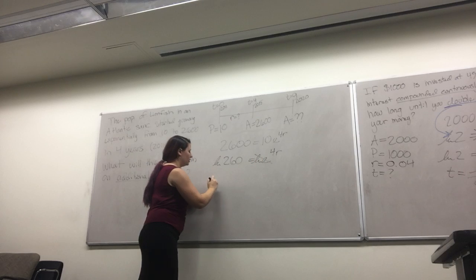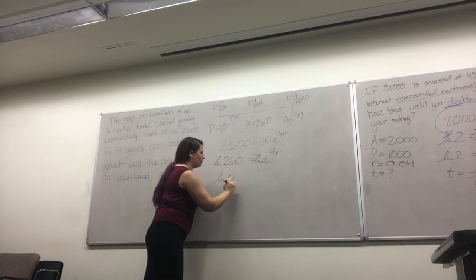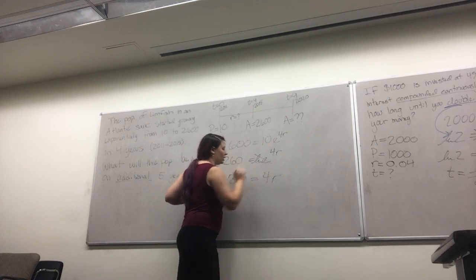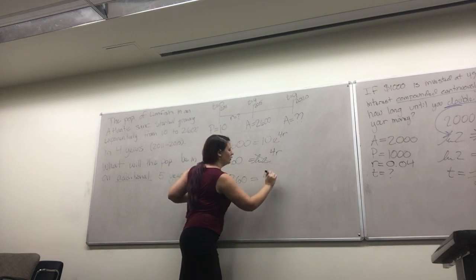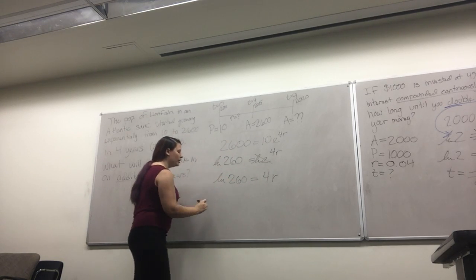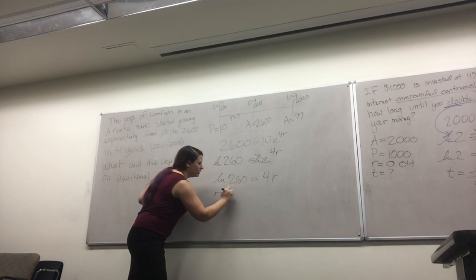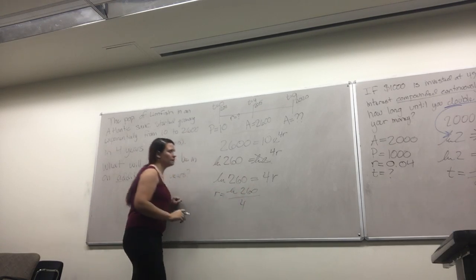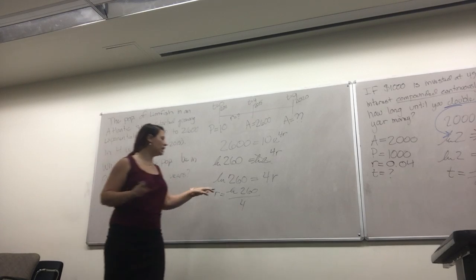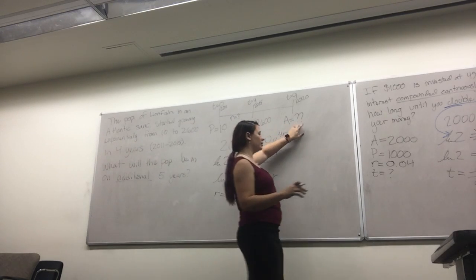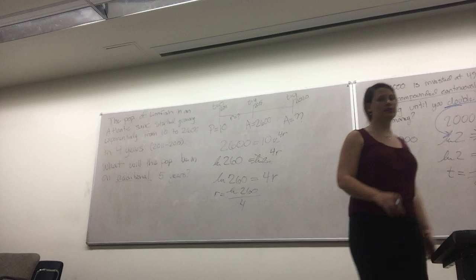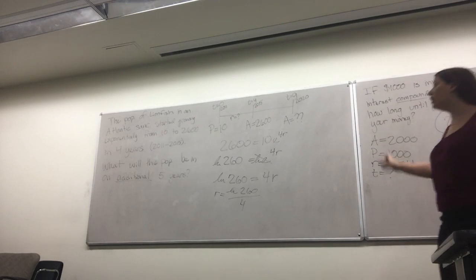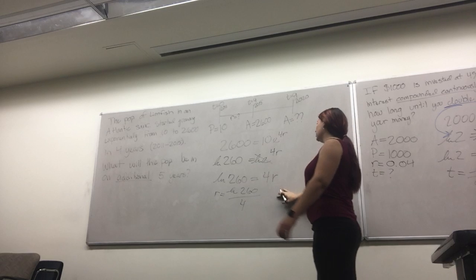These cancel. So we have the natural log of 260 equals 4R. So then our R is the natural log of 260 over 4. But we're not done, because that's not our ultimate question. We have to set up the equation one more time with this R in it.